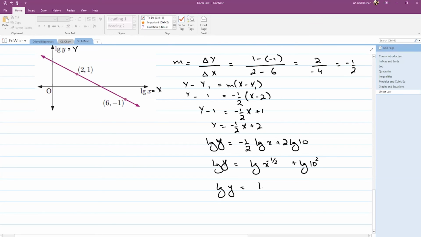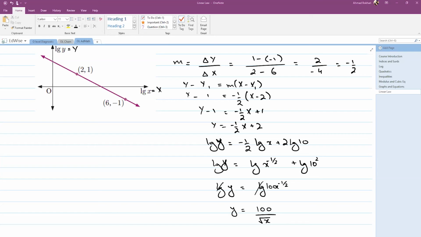So LGY equals LG x power minus half times 100, because I have 2 logs adding, so I'll multiply, and now I can cancel this log. I couldn't have cancelled it earlier on. Now I can. So y equals 100 over square root x. Okay, so we have figured out the relation. So the main point here is that if you have the relation, you can figure out the equation, and you can draw the graph. If you have the graph, you can figure out the relation by using the simple y equals mx plus c and all that.